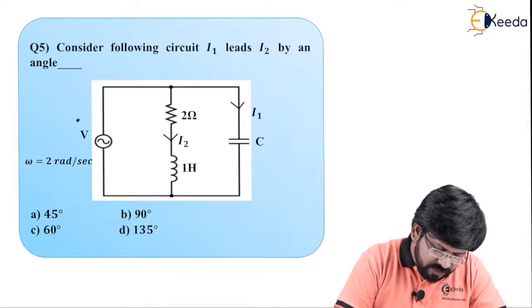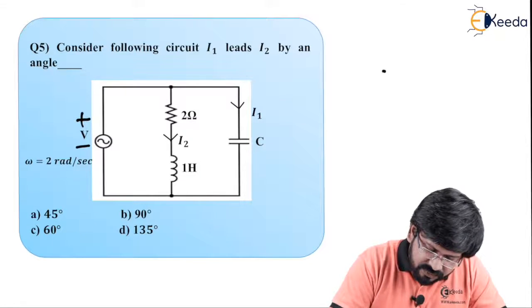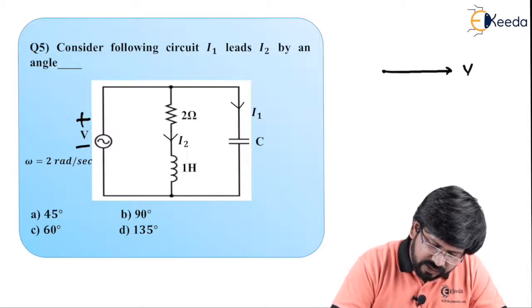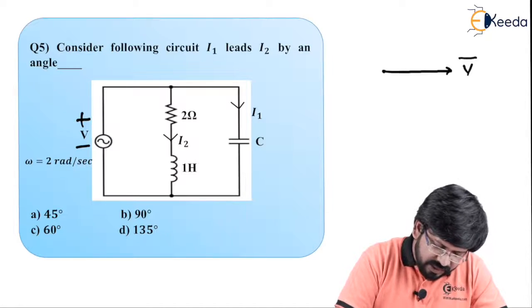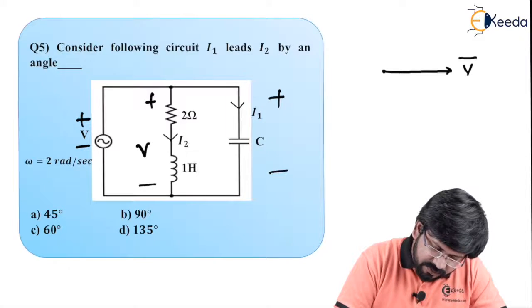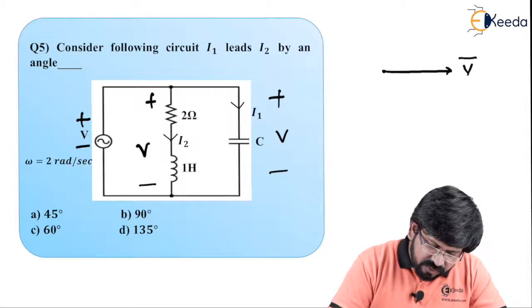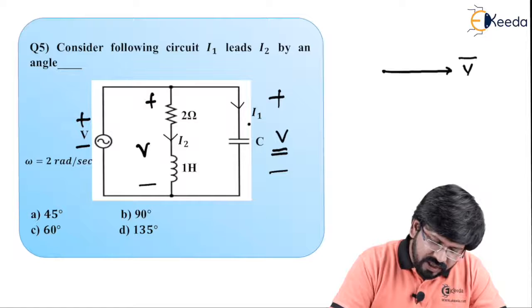Since it's a parallel circuit, let's have voltage as a reference value. So this V, I can have as a reference V vector. This V is nothing but the voltage across this branch, as well as the voltage across this capacitor, right? Let's talk about current I1. What could be the relation between voltage across the capacitor and current through the capacitor?